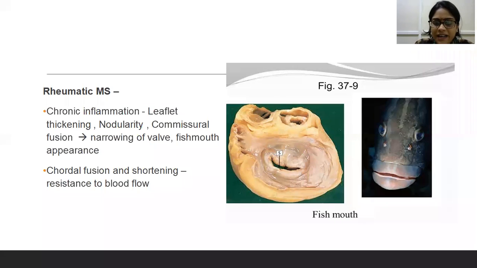Along with the commissural fusion and the narrowing of the mitral valve, you will also have chordal fusion and shortening, resulting in increased resistance to blood flow. That's about rheumatic mitral stenosis.